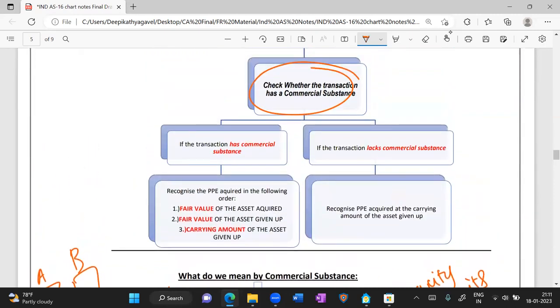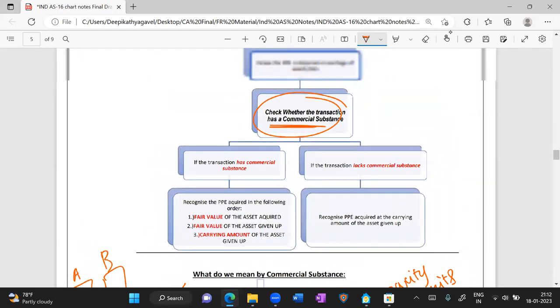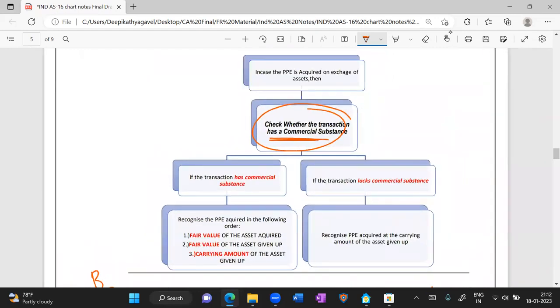So you understood? Whenever an exchange transaction is happening, it is very, very important for you to check whether the transaction has a commercial substance or does not have a commercial substance. If the transaction has commercial substance, the asset that is being acquired, I'm getting the asset, so its amount should be recognized in the books in the following order. First, you need to see whether you can find out the fair value of the asset acquired. If yes, then that asset will be recognized at the fair value.